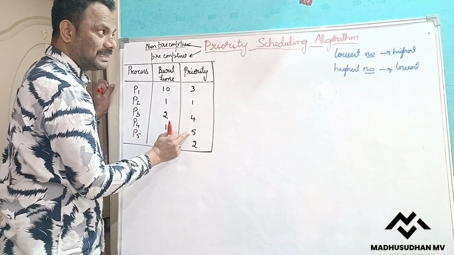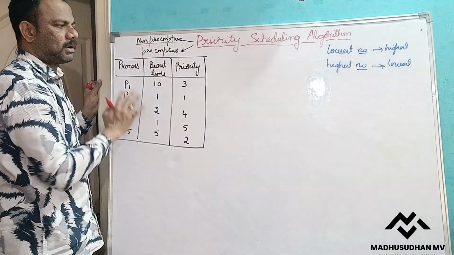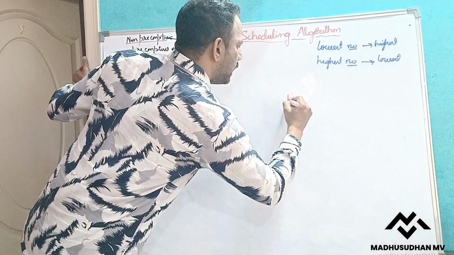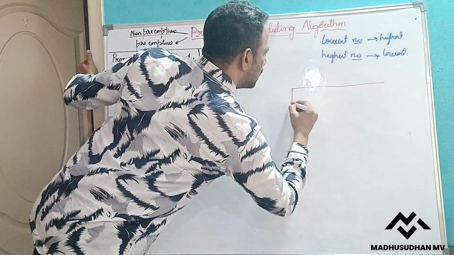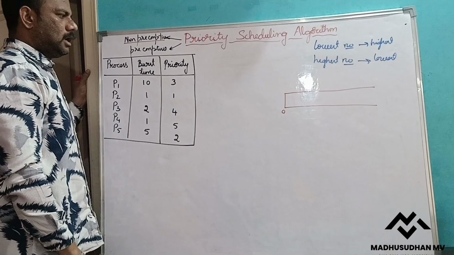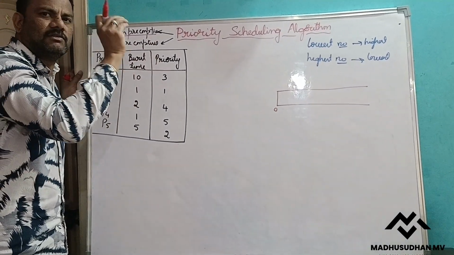So now 5 is the highest number and it is the lowest priority. So this is what I told. Now first, as usual, we need to write the Gantt chart. Okay, I will start writing the Gantt chart. Now always we start with 0. Now assume all these processes arrived at the same time.